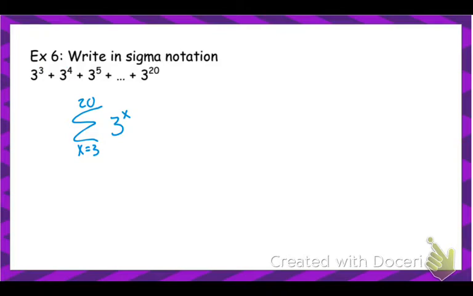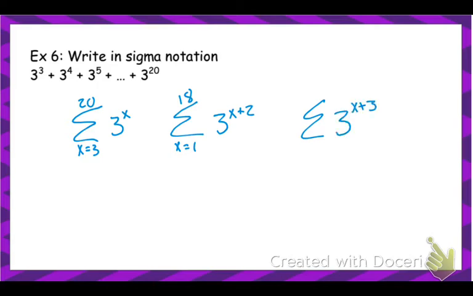Now the thing that's nice though is there's more than one way to write this. Let's say I wanted to start with the first term. Well, now this would be 3 to the x plus 2, because 1 plus 2 gives me 3. And then I would keep going until I plugged in the number 18, because 18 plus 2 gives me my last term. Or another option, I could do 3 to the x plus 3, and I could start with 0 and end with 17. So a lot of possible options you could use to rewrite this in sigma notation.